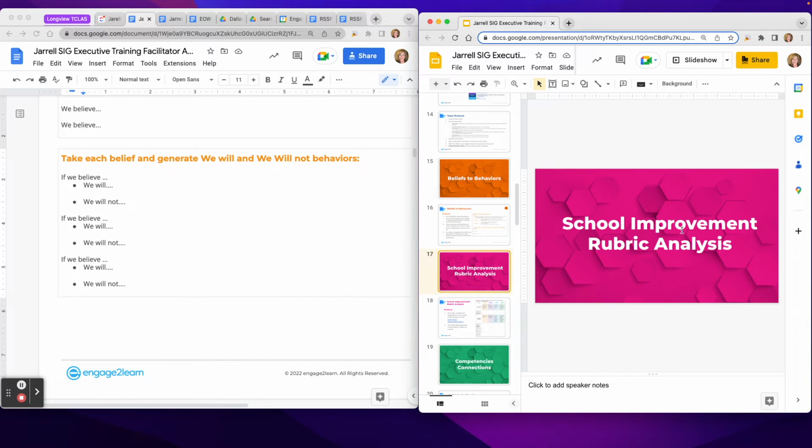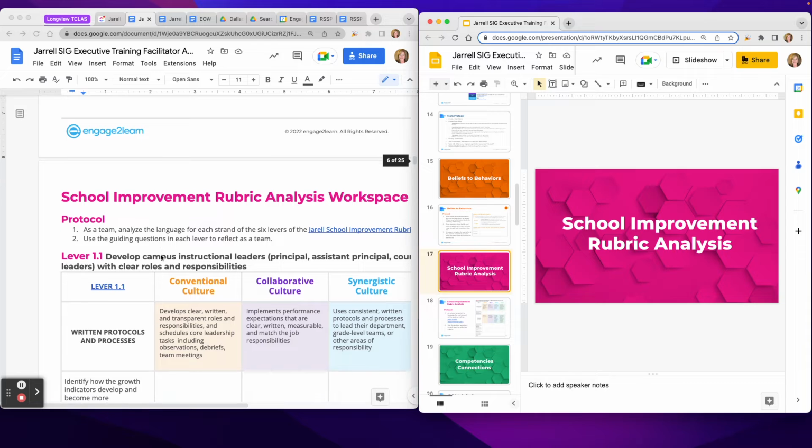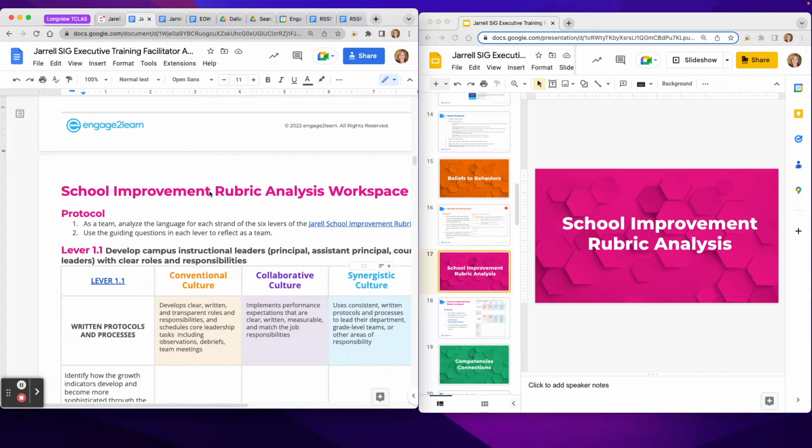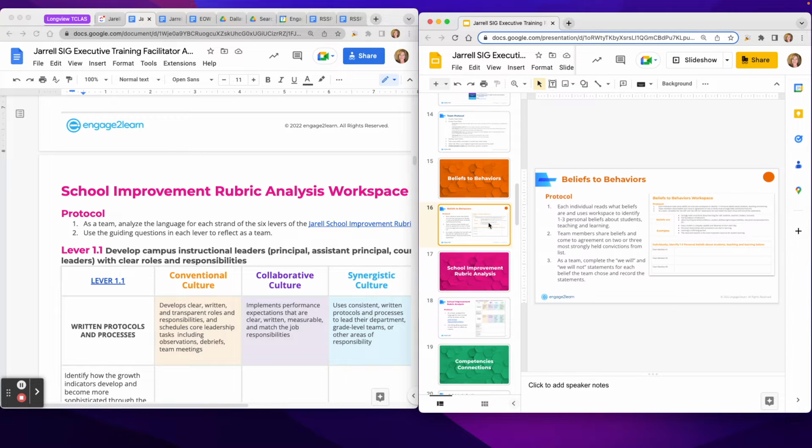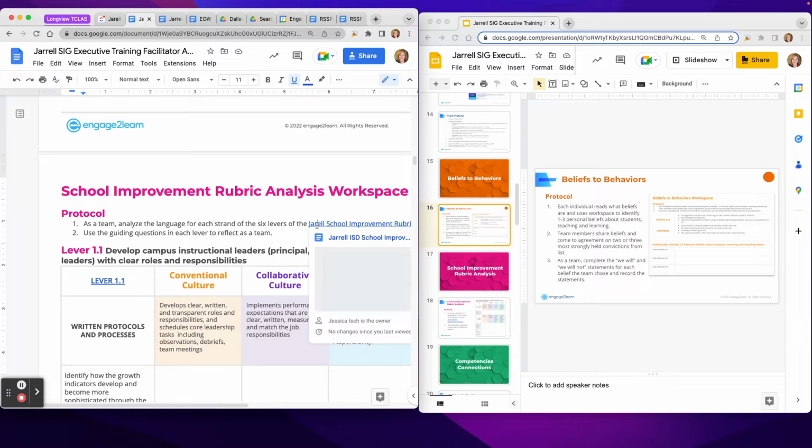The next thing they'll do is look at their school improvement rubric. One thing to know is that we developed the school improvement rubric based on the effective schools framework. So when you look at the rubric, it has language that comes almost directly from the effective schools framework, which is part of the requirement of the school improvement grant that they implement that process.